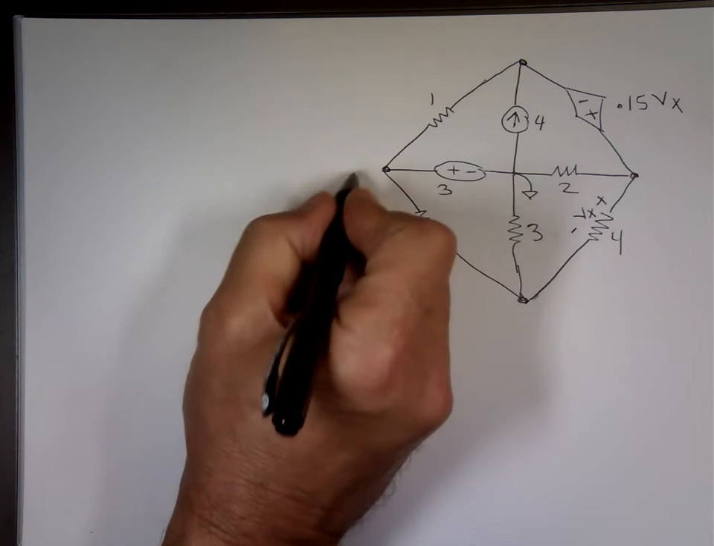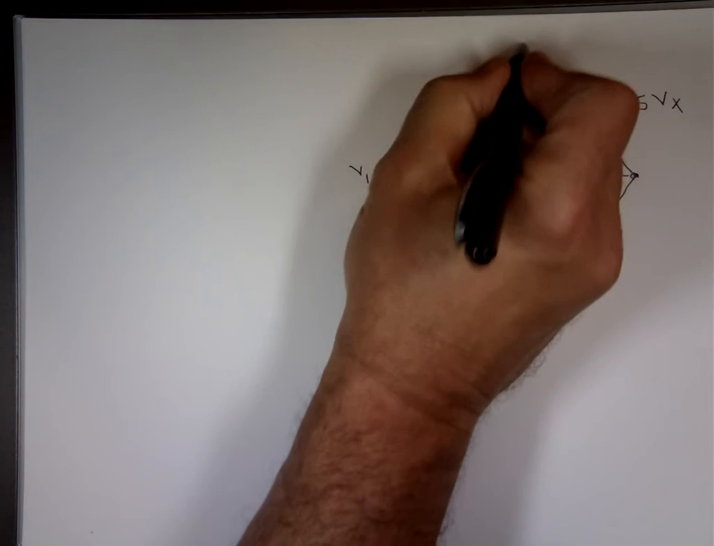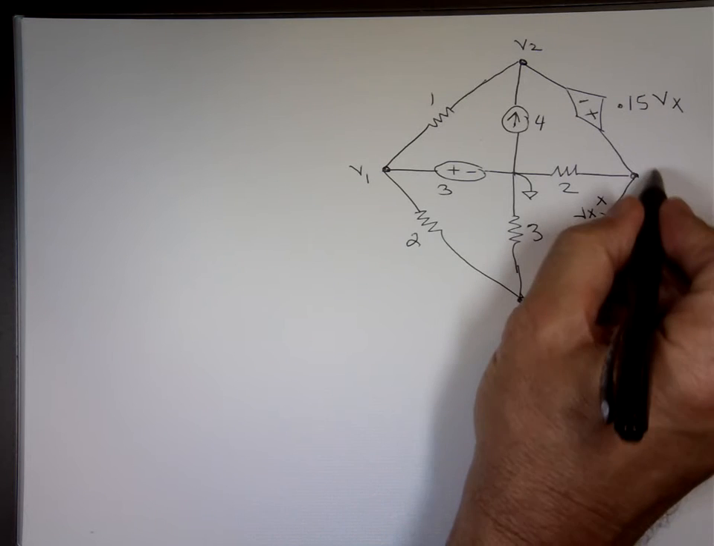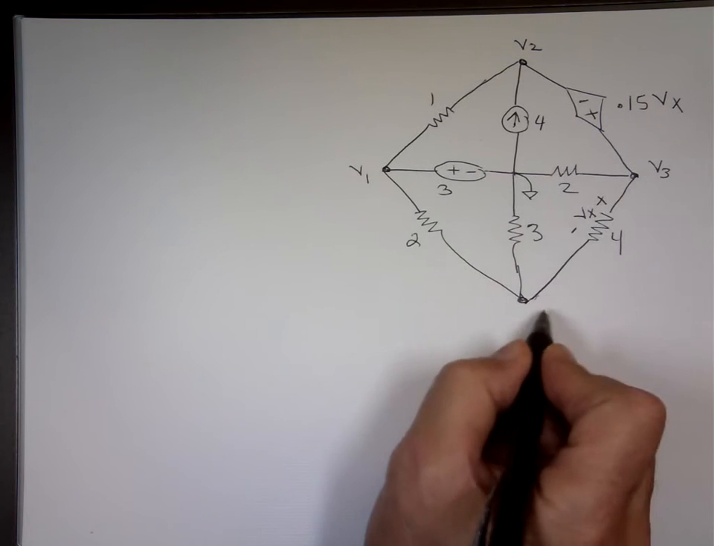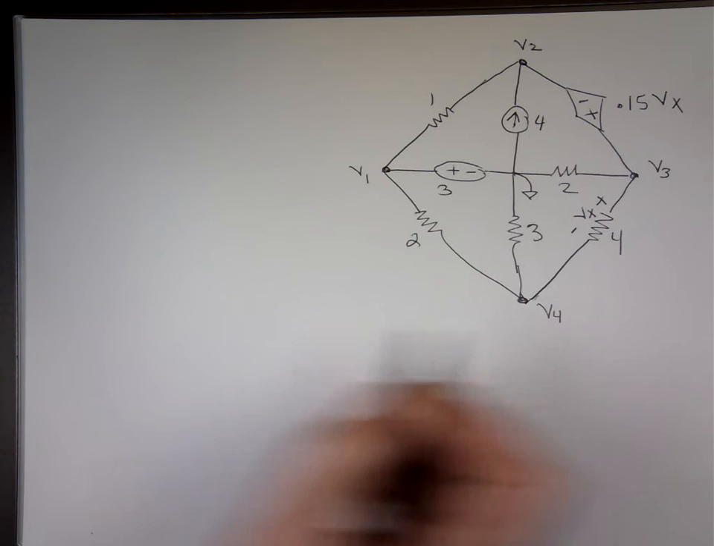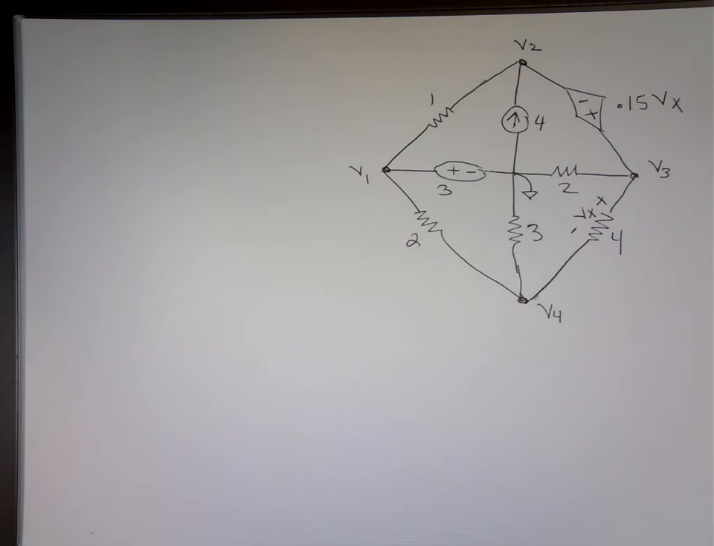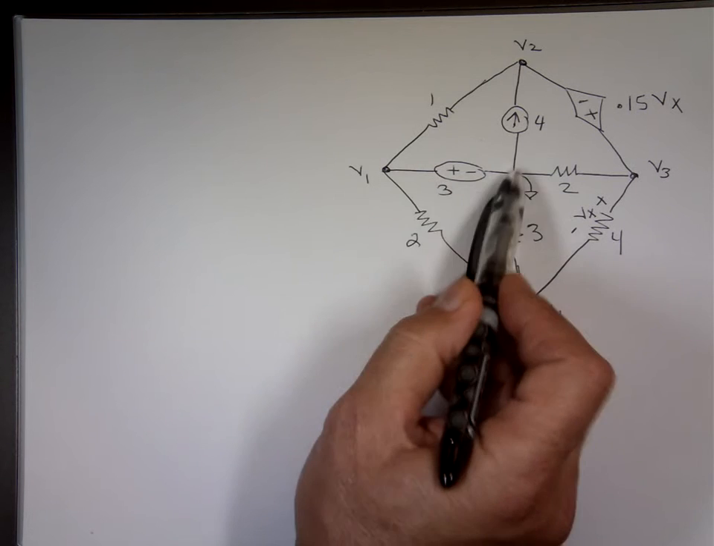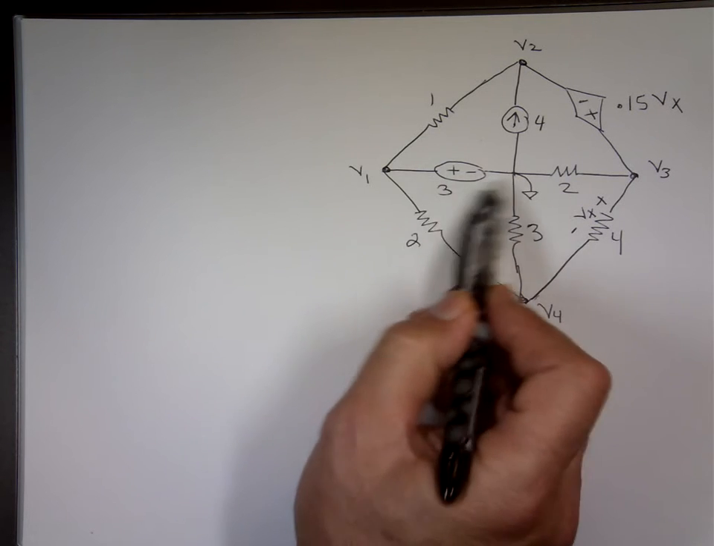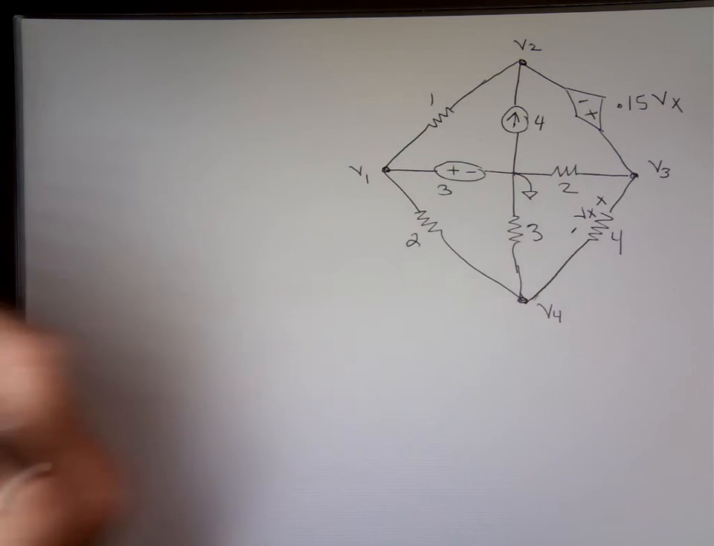So let's call this V1, call this one V2, call this one V3, I'll call this one V4. Find V1, V2, V3, V4. Now notice I have a voltage source here. I can use that as a supernode.